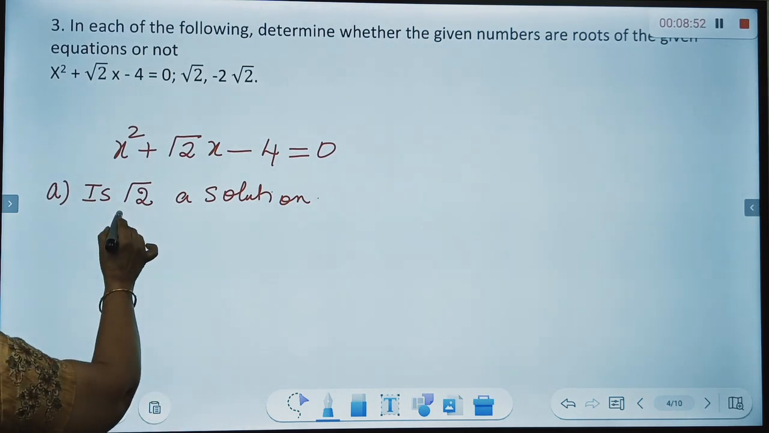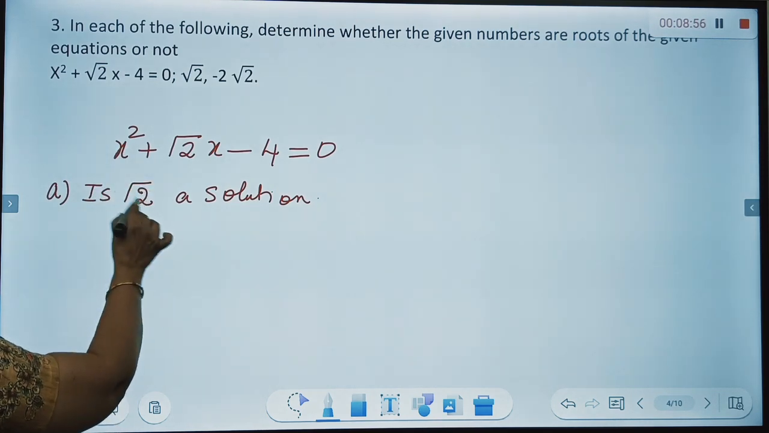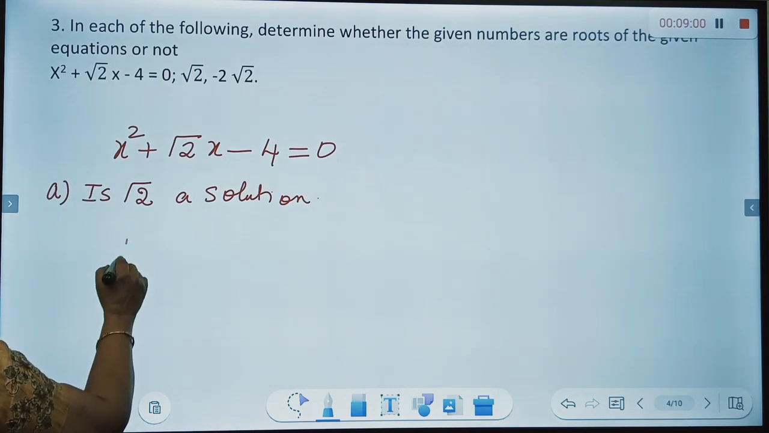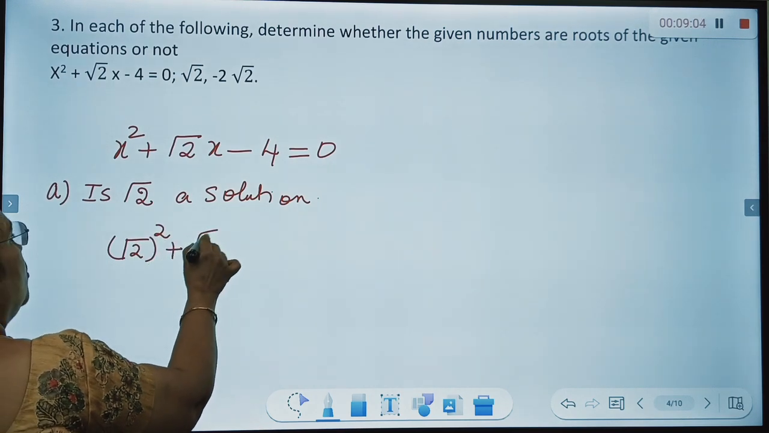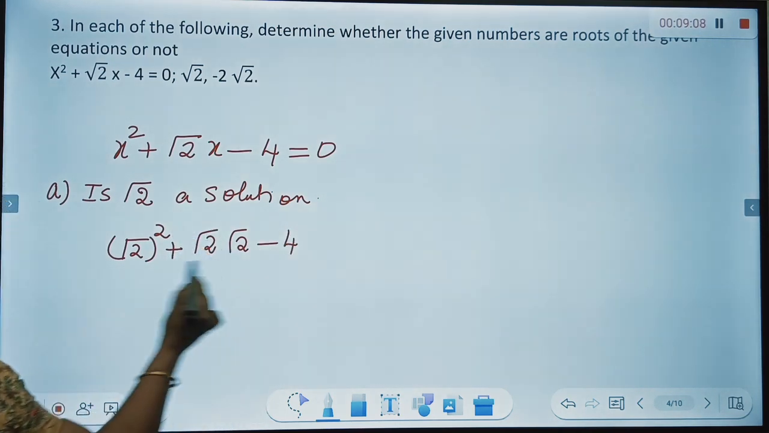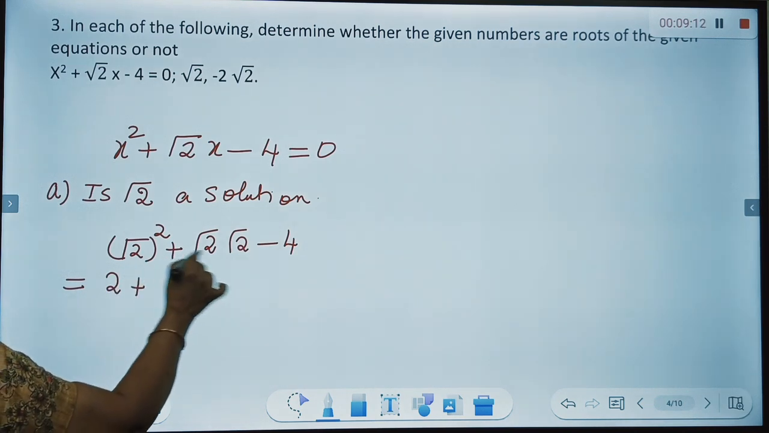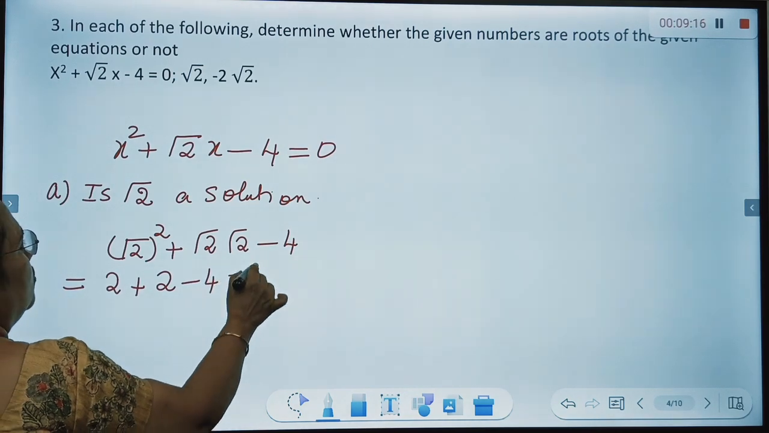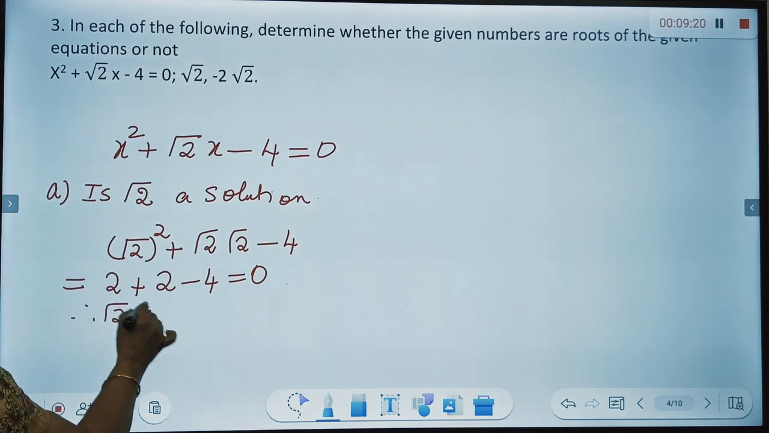Only if it is a solution, it's a root of the equation. So is square root of 2 a solution? So what should I do? I should replace x by root 2. So root 2 square plus root 2 into root 2 minus 4. Is it 0 is what you have to check. Root 2 square is 2 plus root 2 into root 2 is 2 minus 4 equal to 0. Therefore, root 2 is a solution.